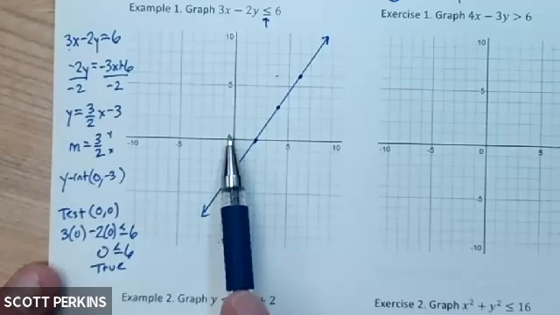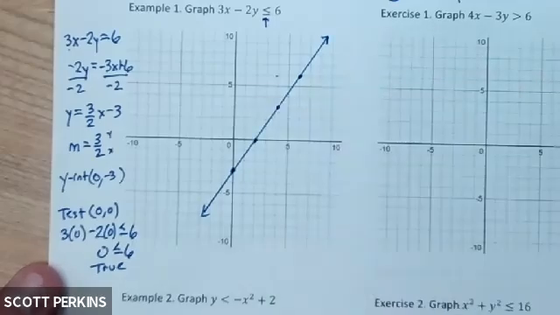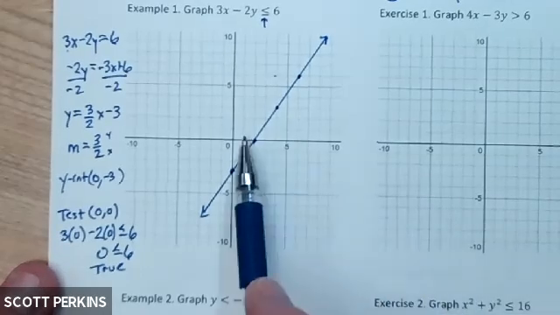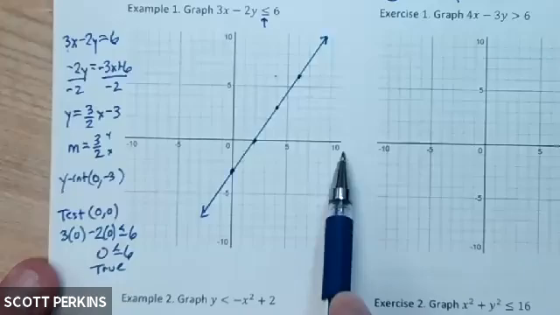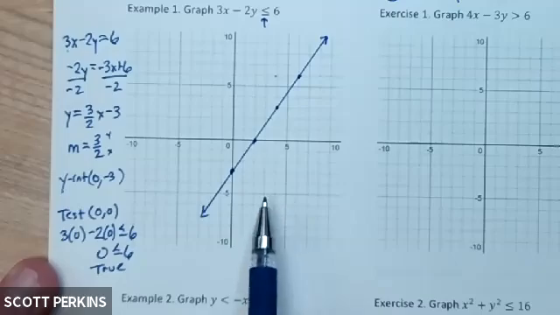And where would my solutions be in that case? Down below on the other side. Okay. If you don't feel confident, you can pick more than one test point. It is fine. If you want to confirm, pick the point (5, 0) or (10, 0) and plug that in. You're going to get a false statement down here because these are not the solutions.